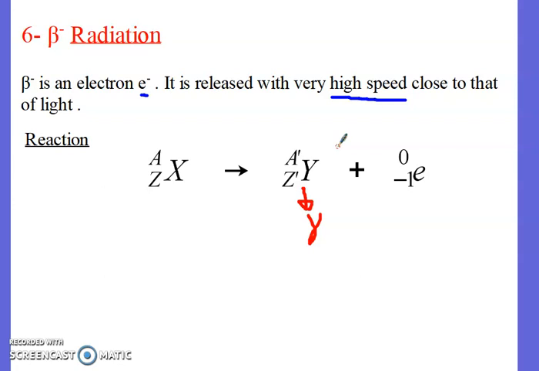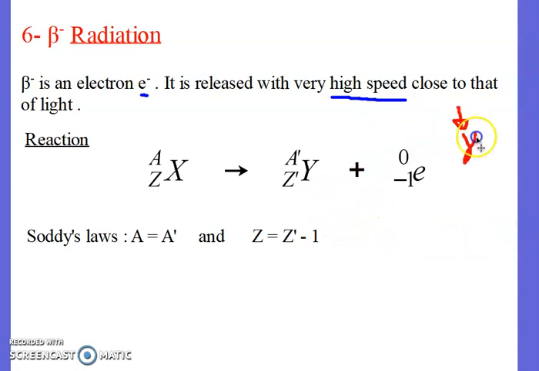Okay? So you know, conservation of mass number and atomic number, or Soddy's laws. A equals A prime plus 0 means A equals A prime. Z equals Z prime minus 1 here means Z equals Z prime minus 1. Right? Let me give you an example.